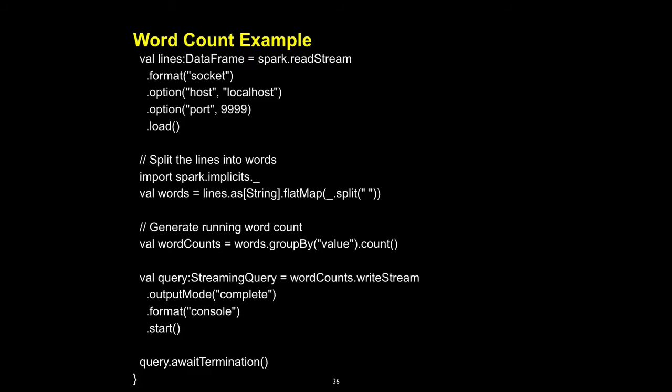Now where it differs is, we can then get a write stream out of it. There's an output mode, we'll talk about this later, and then where do we want it to go? Do we want it to go here to the console? We could send it to a Kafka stream, we could send it to a file, and then start. And then we call wait until termination, which means this program keeps on running until we terminate it. You can terminate in two ways. One is if an exception is raised, then it'll terminate, or you call query.stop.